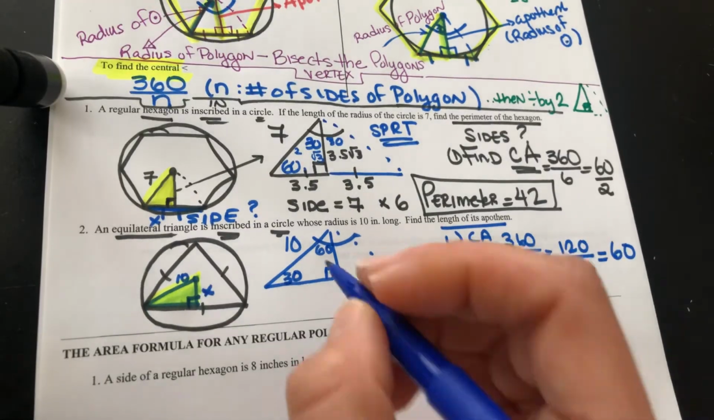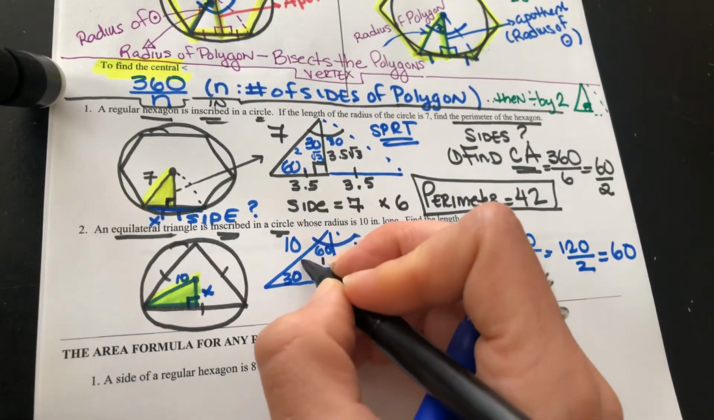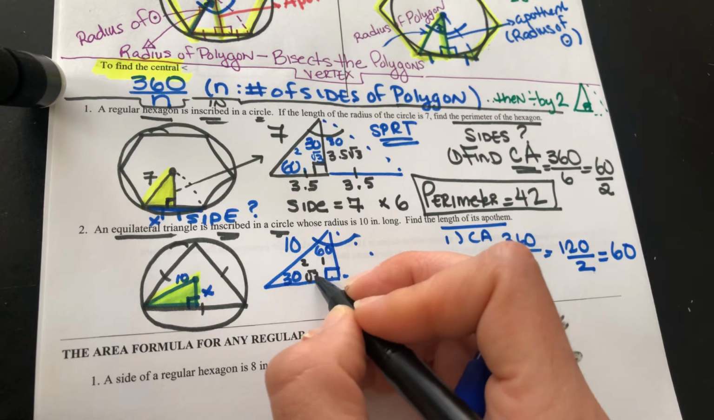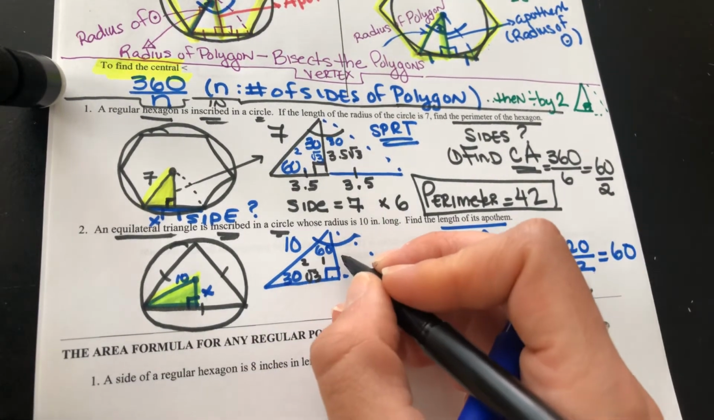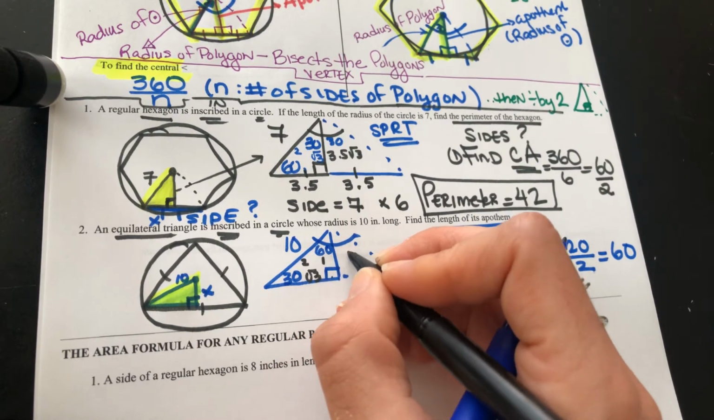Now you're working with your 30, 60, 90 again. So we got our 1, we got our 2, we got our rad 3. Easy question. So my apothem is 5. From 2 to 1, 5.